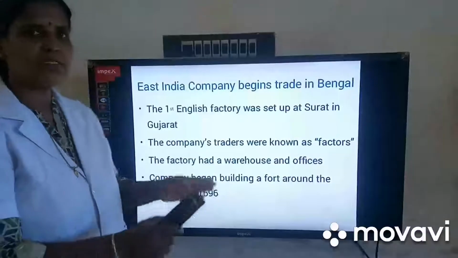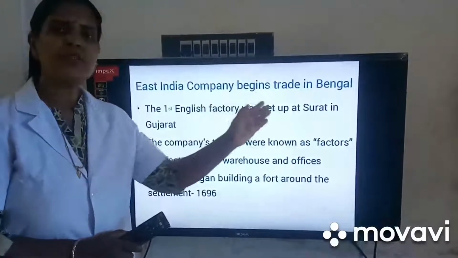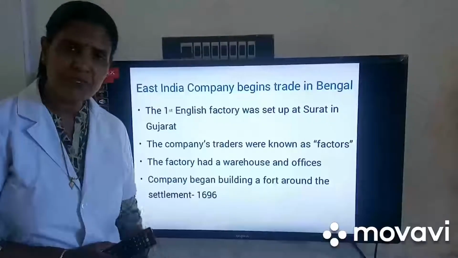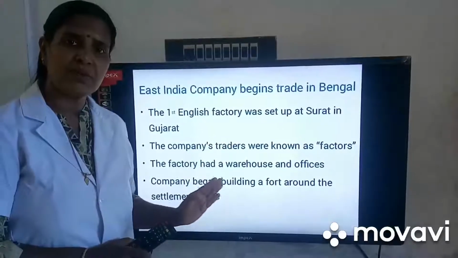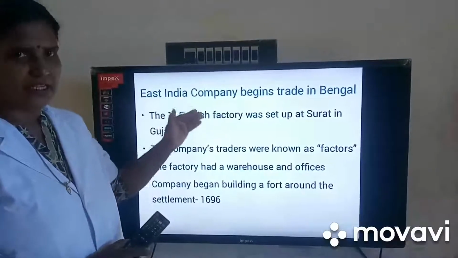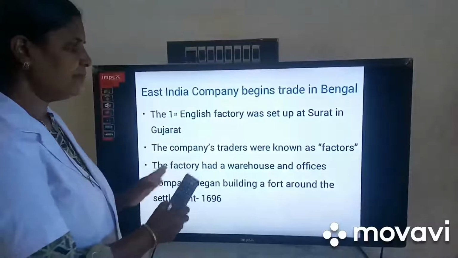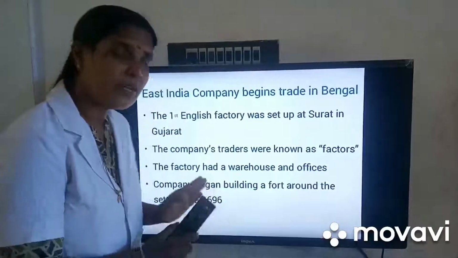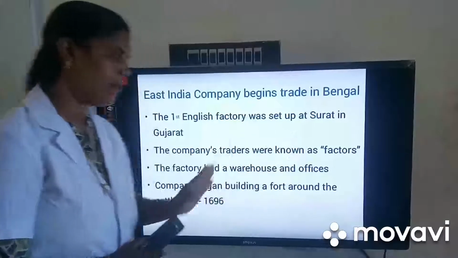Okay, they reached India for trade purposes, and the first English factory was set up at Surat in Gujarat, and later in 1651 they started a factory in Bengal on the banks of the river Hooghly in West Bengal. Through this factory they started trade relations with the European companies, and the traders of these factories were known as factors. Who were known as factors? The company traders.